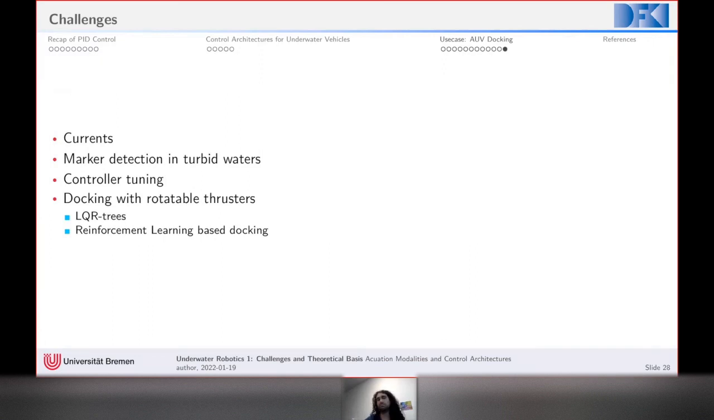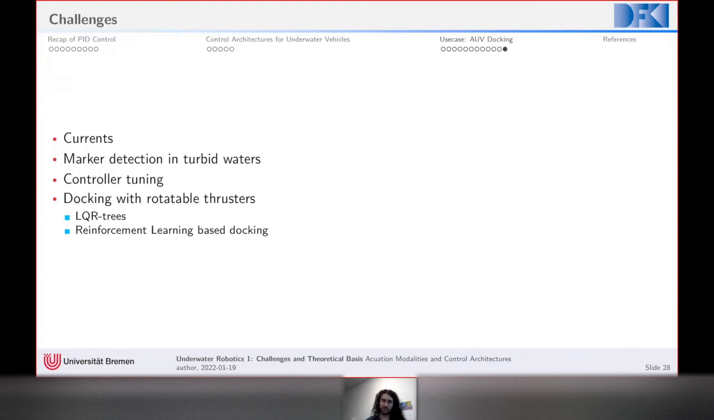The next challenge we are attempting is to do docking with a rotatable thruster. I'm going to show you later, when I show you the tour, this robot that we have, or this Lang robot. It has a rotatable thruster in the back, which makes it non-holonomic and at the same time under-actuated. So you have to control it by changing the angle of the back thruster.